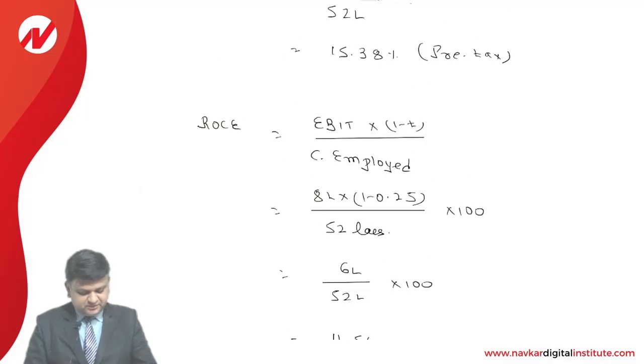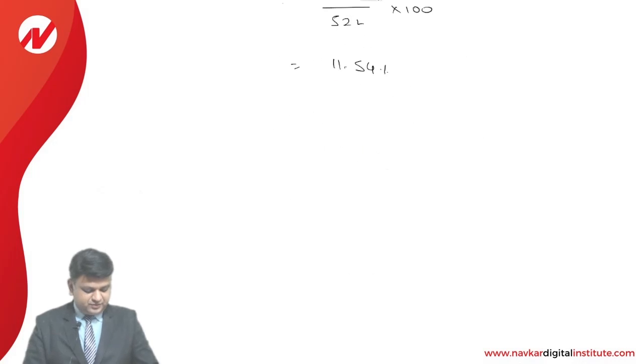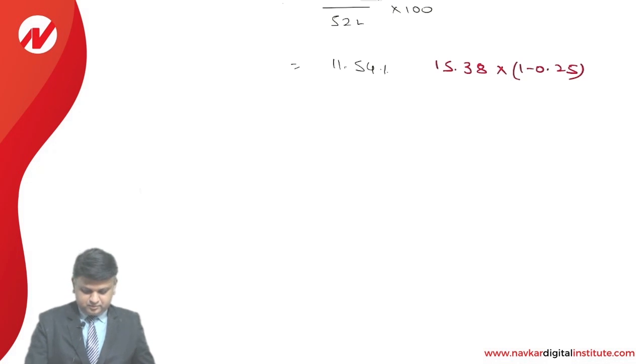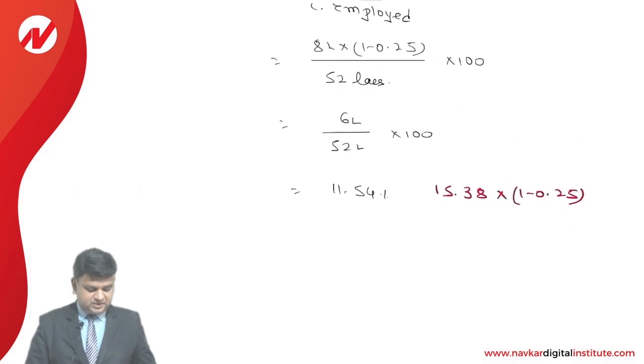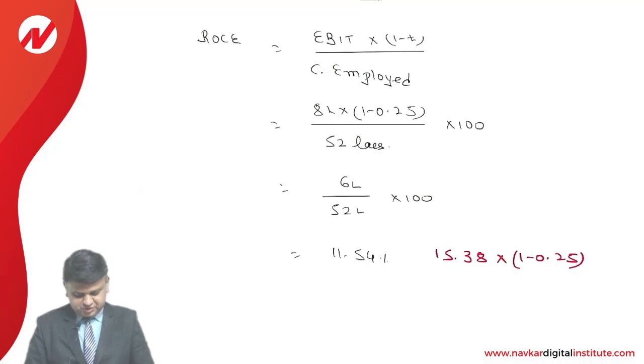Whatever answer we have already computed, friends, can directly be converted into post-tax term. So it is 15.38 into 1 minus 0.25. That comes to 11.535, that is 11.54%.